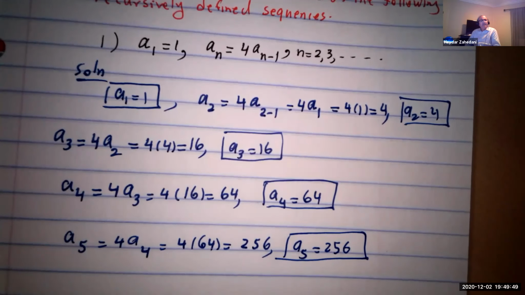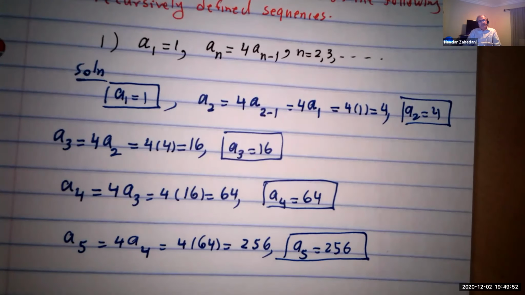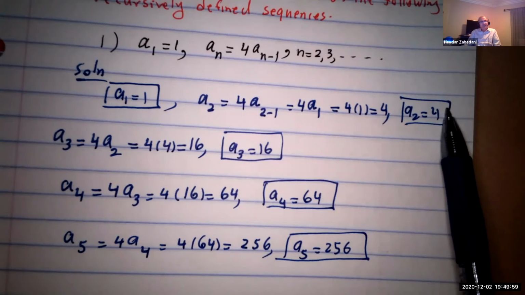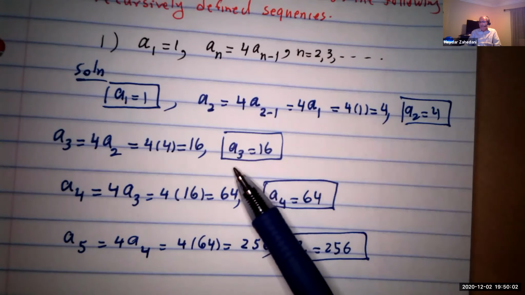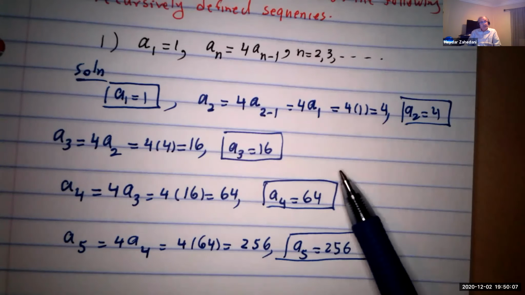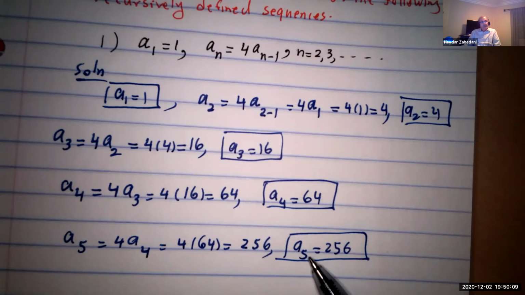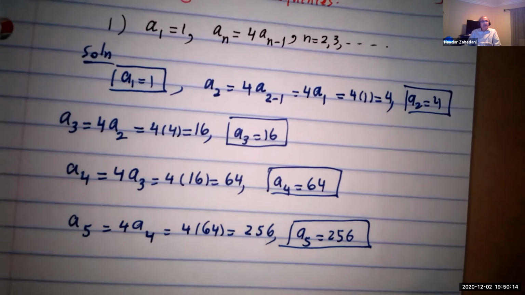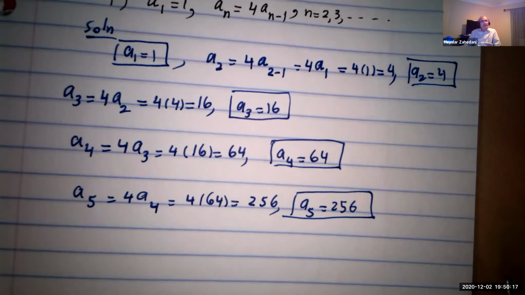Okay, and then when we go on, we may be able to find the formula for it. So look at this one. A2 is 4 to the first. A3, 16, is 4 squared. A4 is 4 to the third, you see, and A5 is going to be 4 to the fourth. So in general, later, not now, you'll be able to guess what the AN is going to be. You see, in this case, the AN would be 4 to the N minus 1.